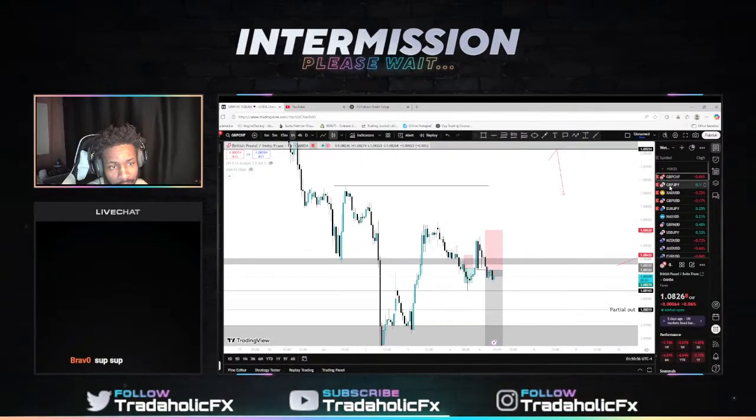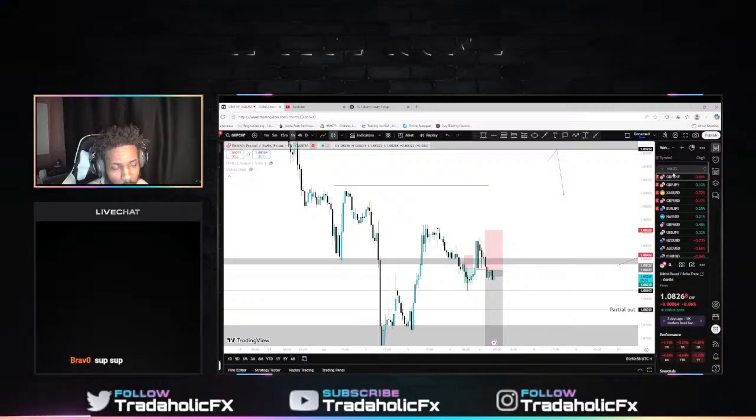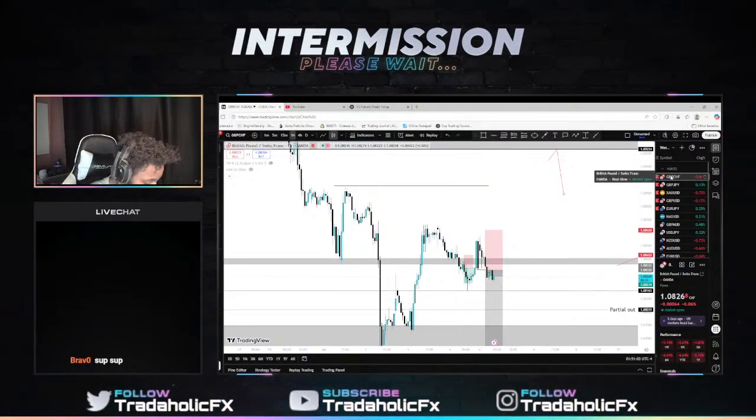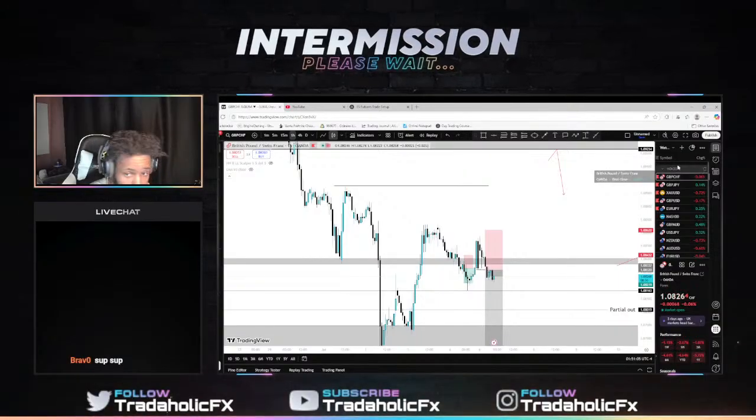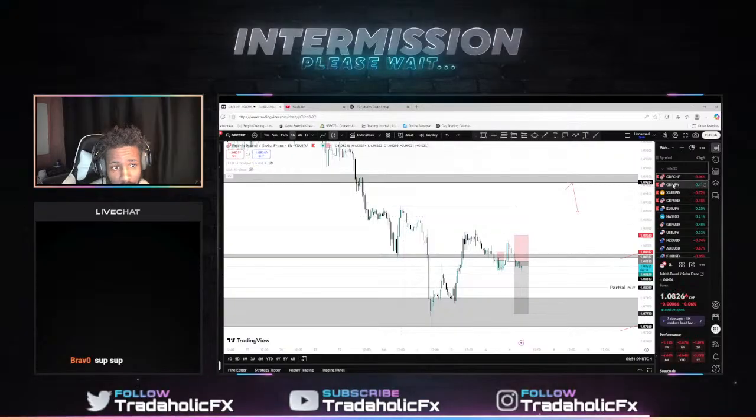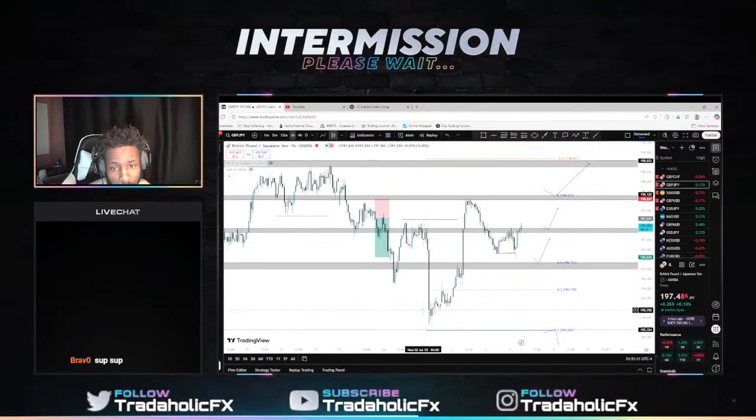I don't want to be buying and selling two GBP pairs where the current GBP is the base pair. It doesn't make too much sense, even though they don't really correlate, right? But still doesn't make too much sense. Like this whole time, GBP CHF selling off, GBP JPY was buying up.